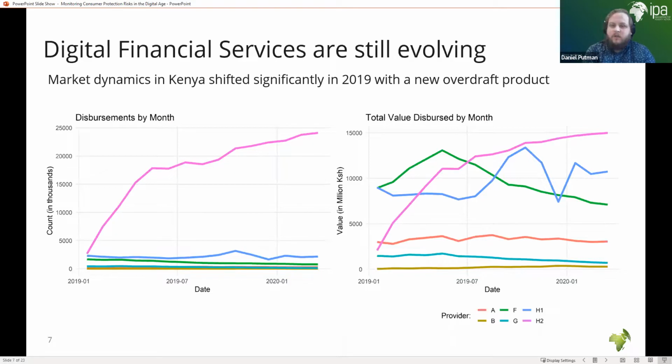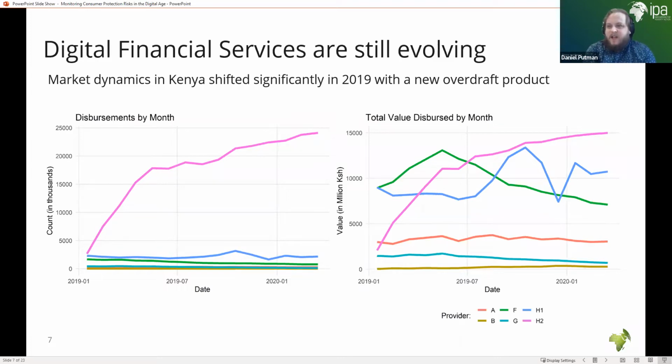The digital financial services are not fixed. They haven't been adopted and fixed, they're still changing. Just as an example, this is from the Competition Authority of Kenya, and this is this pink line. On the left, you have the total disbursements of a credit product, and on the right, you have the total amount disbursed. This pink line is a new overdraft product.